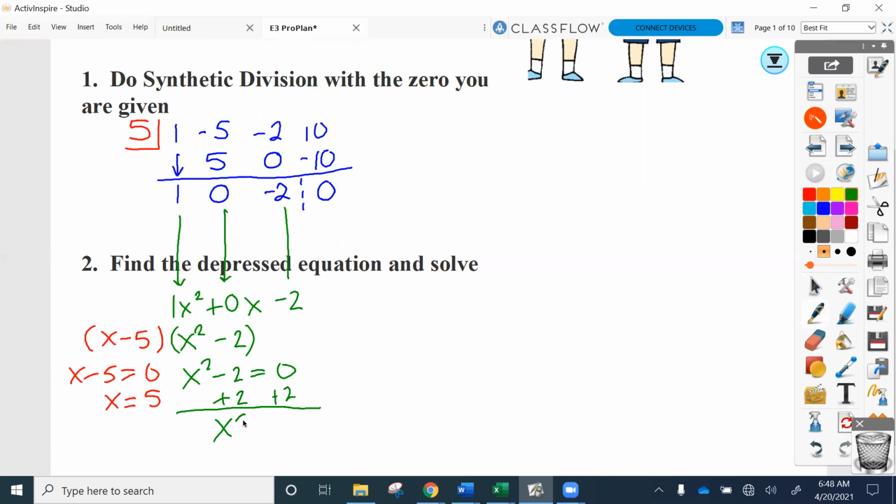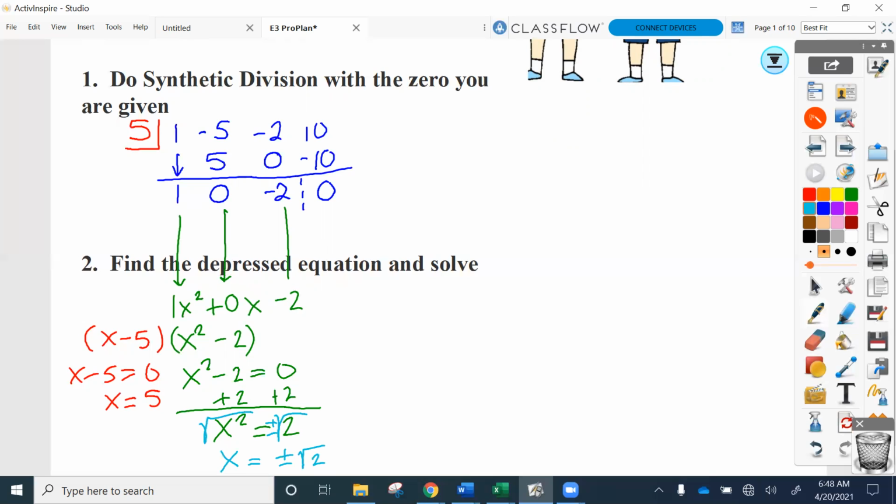To get x squared is equal to positive 2. Then we're just going to take the square root of both sides. Remember, you always have to take the plus or minus. So you would get x is equal to plus or minus the square root of 2. We can't take anything out from under the radical. We'll do more of that radical stuff in our next unit, but we know that there's no perfect square factor of 2.